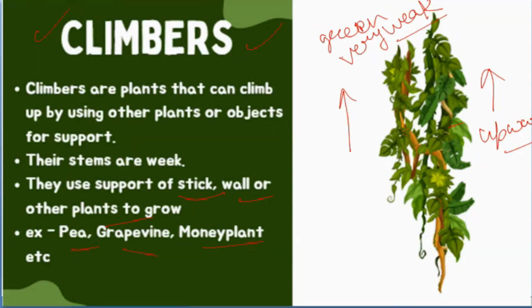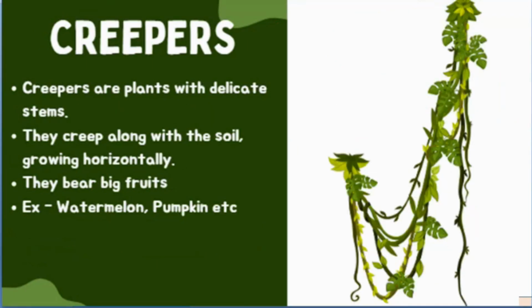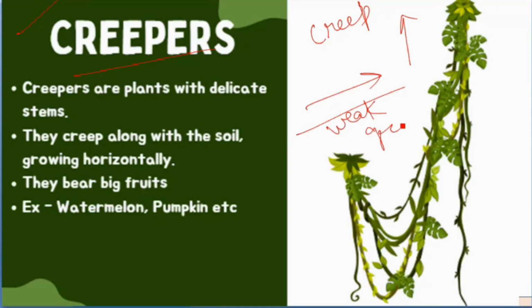Do you have money plant? Have you seen money plant? Yes, some of you must have seen. The other type of plant is creeper. Creep means that they creep along the ground, they cannot grow upward, they grow horizontally. These plants also have weak and green stem and grow horizontally along the ground. That is why they are known as creepers, and they bear big fruits like watermelon and pumpkin.